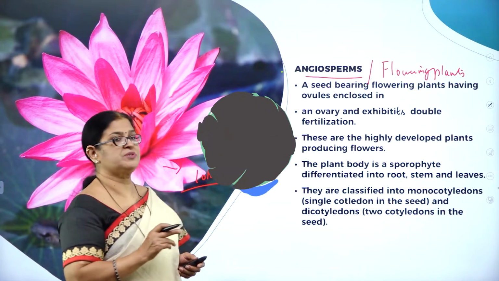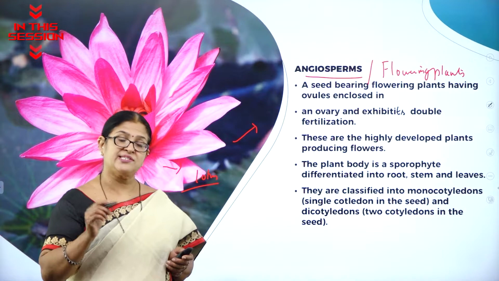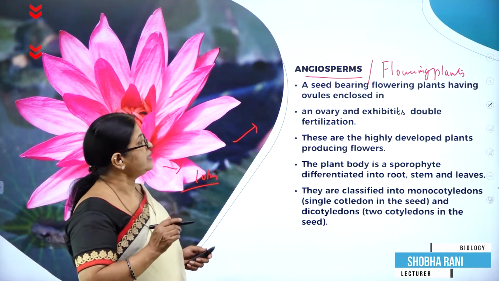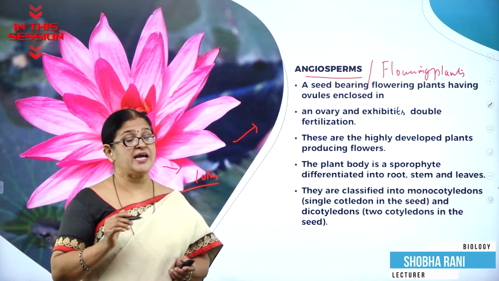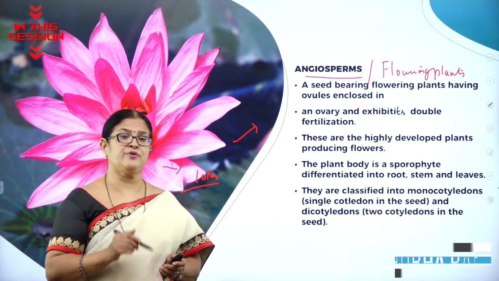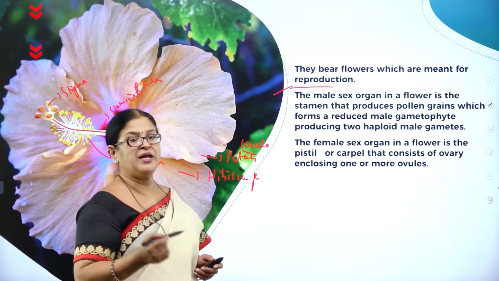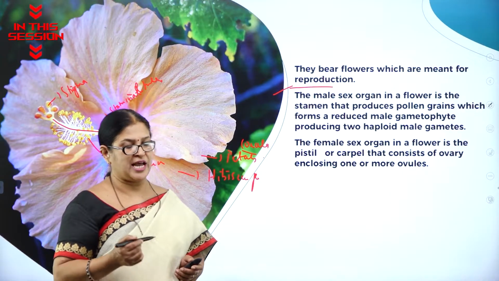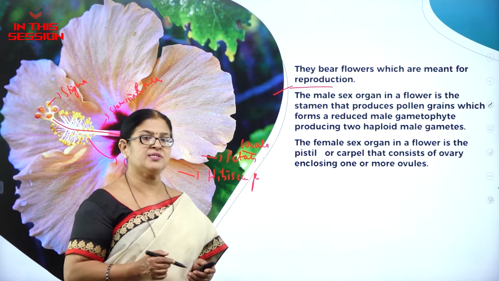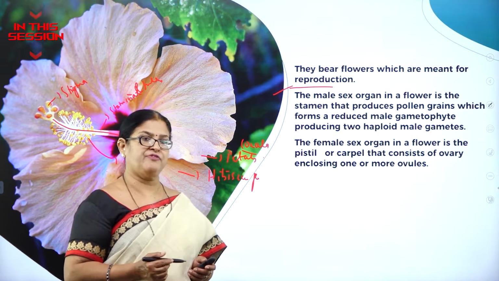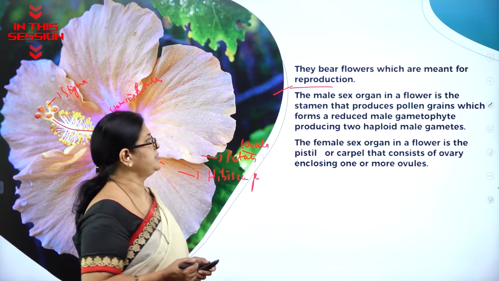So angiosperms are a group of plants which are called flowering plants, and they are seed-bearing plants and have ovules enclosed in an ovary, and angiosperms exhibit a very unique phenomenon called double fertilization. The male reproductive part of a flower is androecium, and the units of androecium are stamens, and the female reproductive part of a flower is gynoecium or pistil, and the units are carpels.